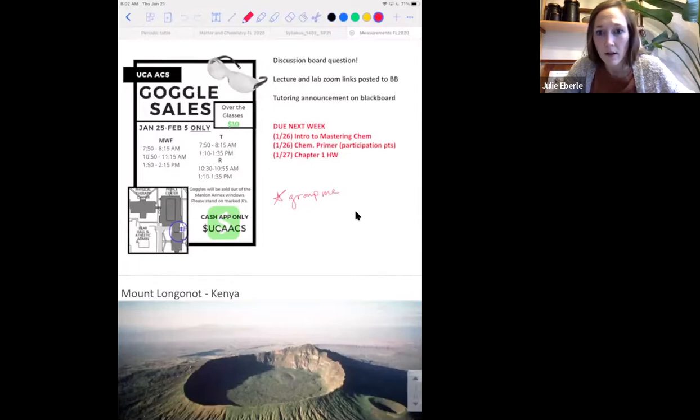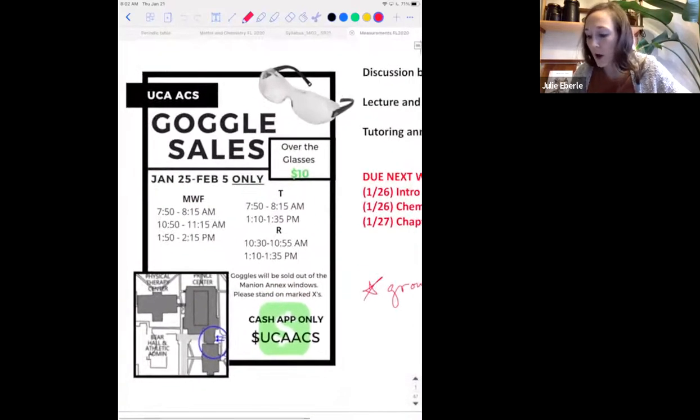All right, I think I got everything the way I want it. This first slide has a couple of different announcements. First off, you do need to buy some goggles if you're coming into the lab. We'll have 3 labs we do in person. So I have this little advertisement here. Our department sells goggles and they are the over-the-glasses kind, which is nice for people who wear glasses. They're $10. They're only taking Cash App. That's down here with their Cash App name. So if you don't have Cash App, you'll need to get that if you want to buy from our department.